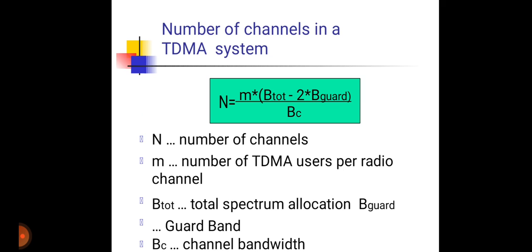Number of channels in a TDMA system. Now, N equals m times (B_tot minus 2 B_guard) divided by B_c. This is the equation for the number of channels in a TDMA system, where N is the number of channels and m is the number of TDMA users per radio channel, where B_tot is the total spectrum allocation, B_guard is the guard band and B_c is the channel bandwidth.